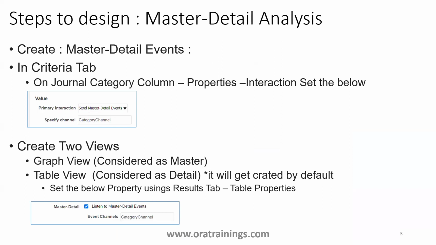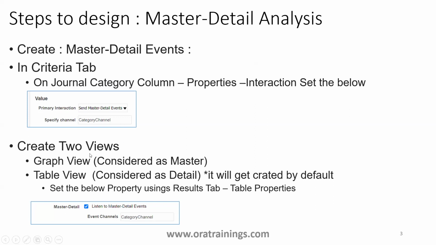So we require two views. And here, if you observe, I'm considering the data model or knowledge area of general ledger. In that, I need a column called general category. In the criteria tab, on the general category, you create an interaction: click on the column properties, and set the primary interaction to send master detail events, with the channel category channel. This is the first setting you have to do on the criteria tab for the general category column. I have considered the subject area called GL general real time.